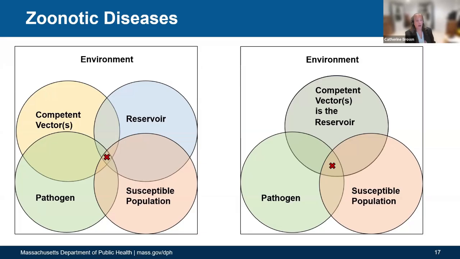On the right-hand side, I collapsed the reservoir and the competent vector into one circle. And that's because not all diseases are vector-borne, right? You don't always need a tick or a mosquito or a louse to spread disease. And so if the vector species is the same as the reservoir, then you only need these three things in the same place in the environment to result in disease transmission.